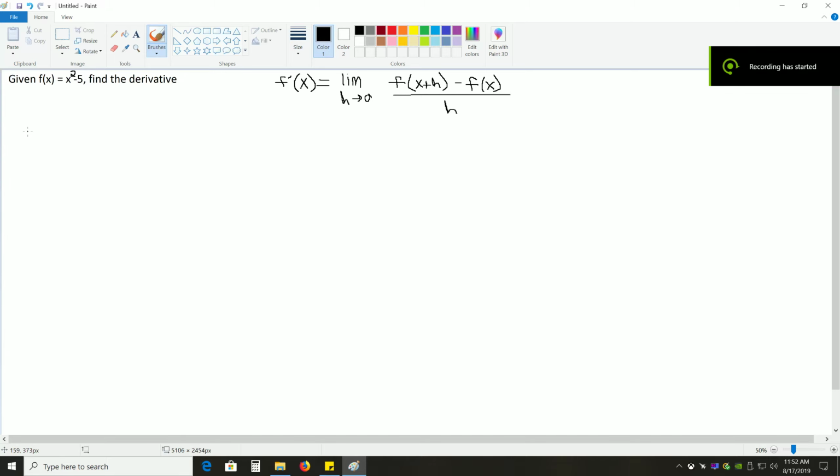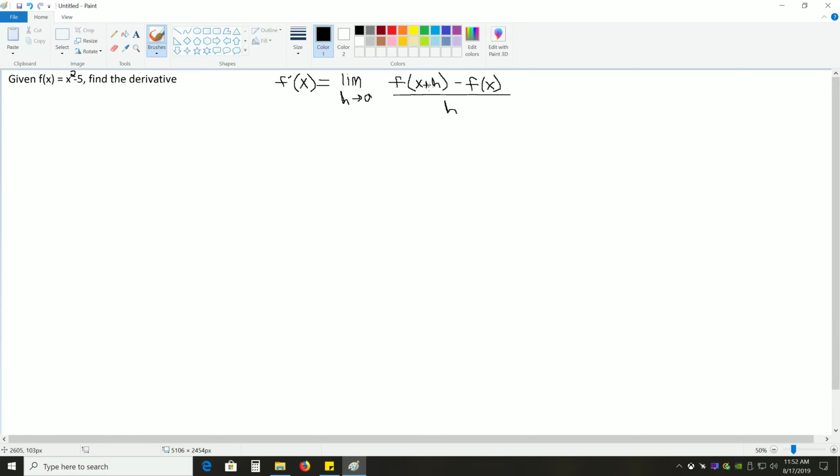For the following problem, we're given f of x equals x squared minus 5. We want to find the derivative, and we're given that f prime of x, or the derivative of f of x, is equal to the limit as h approaches 0 of f of x plus h minus f of x all over h.